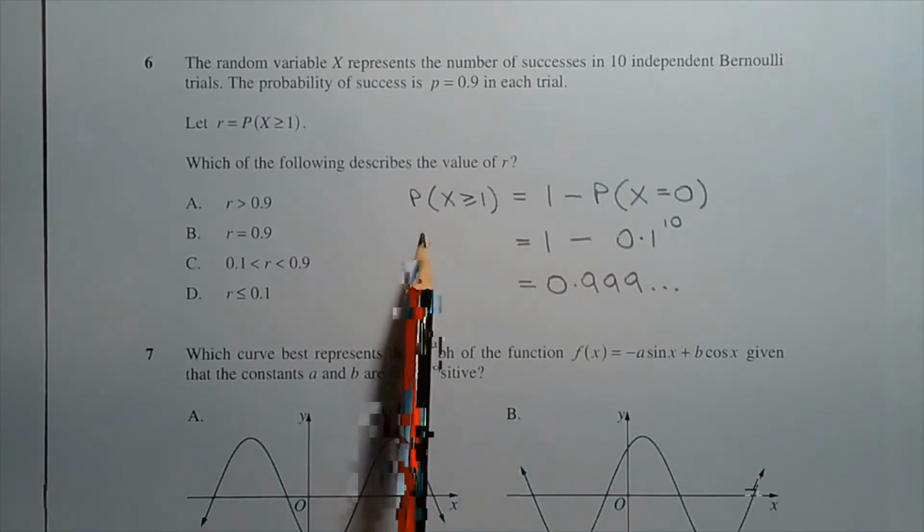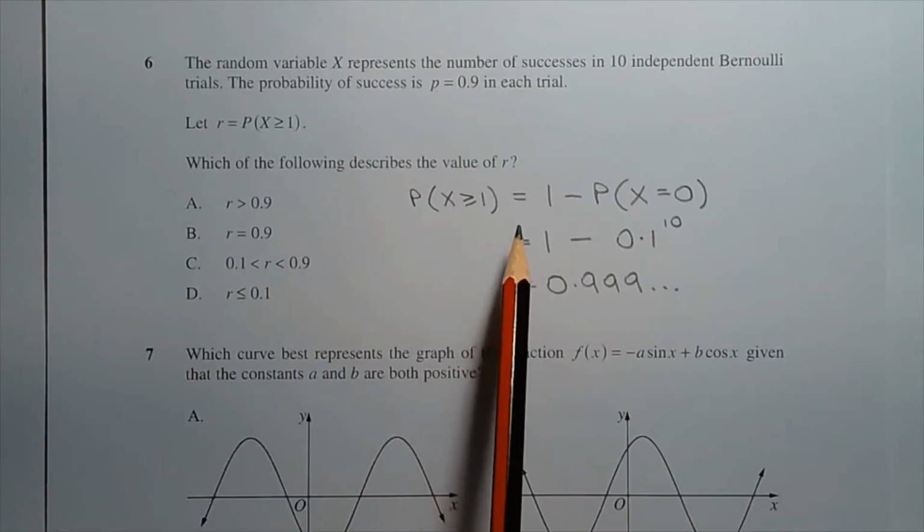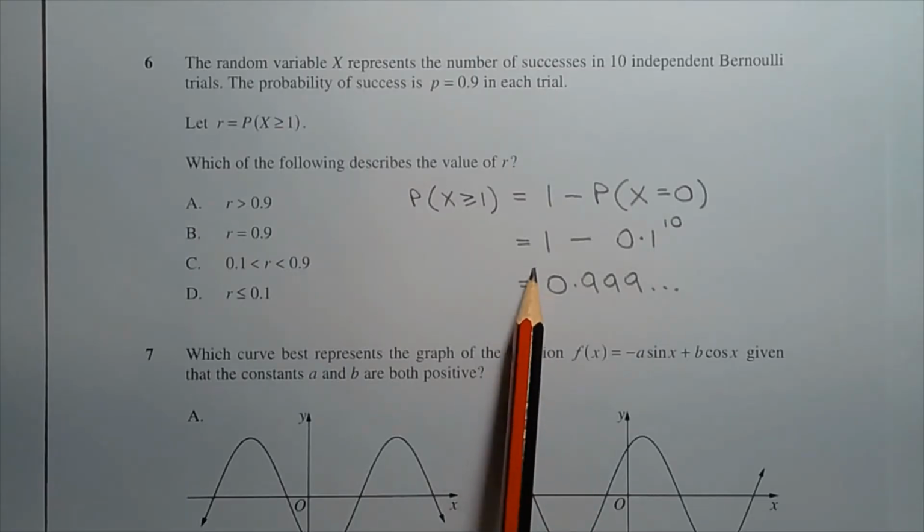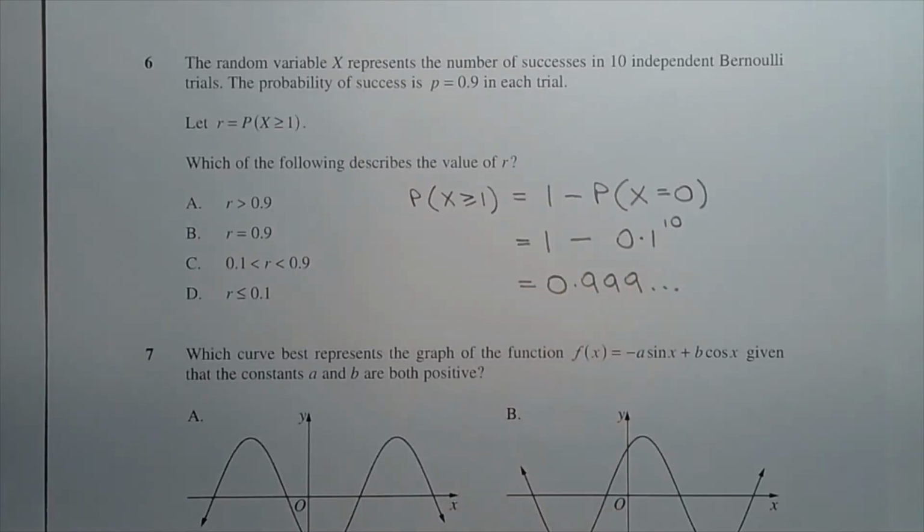The probability of at least one success is equal to 1 minus the probability of no successes in 10 trials. So using complements, that equals 1 minus 0.1 to the power of 10, which equals 0.999 and so on. Therefore, the answer is option A.